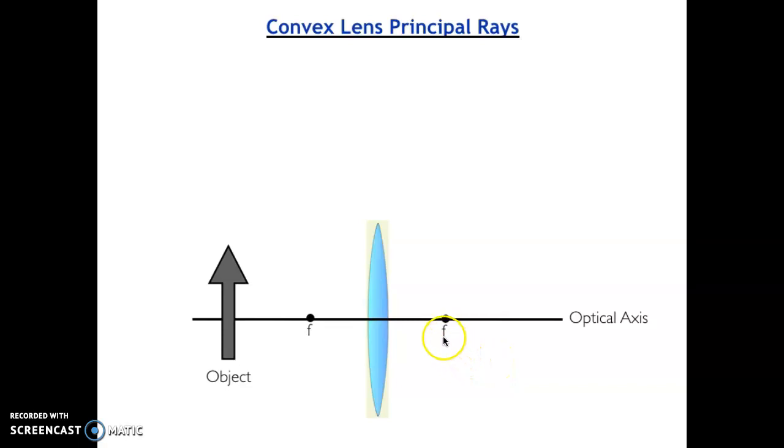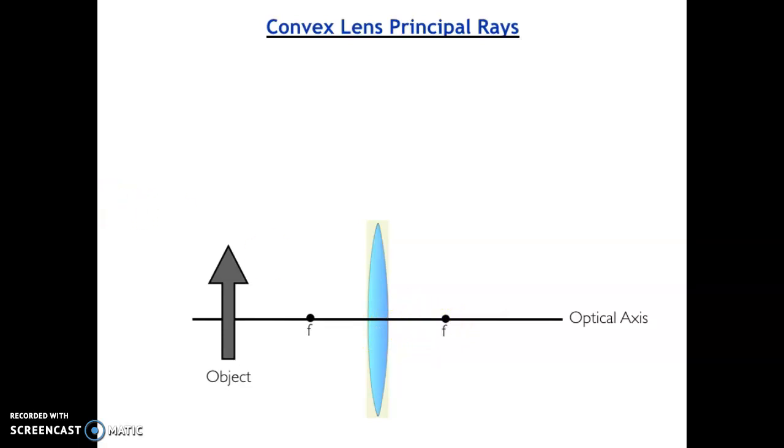Also on the optical axis, we have two focal points marked. This is the focal point where parallel incident rays converge, as shown in the last video. This focal point is just the same distance on the other side of the lens. So from the center of the lens to here is the focal length. From the center of the lens to here is also the focal length.